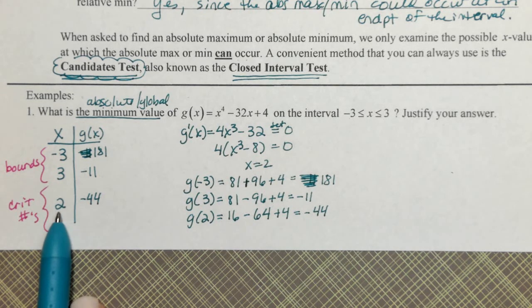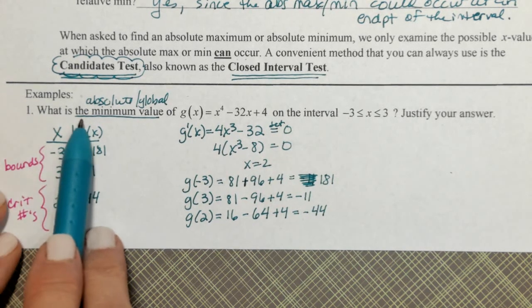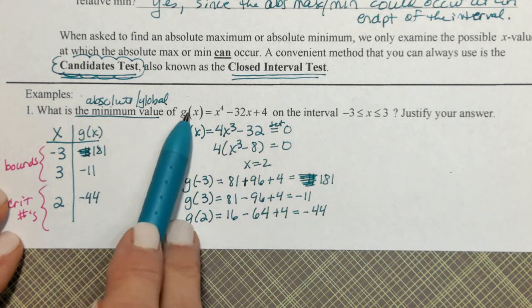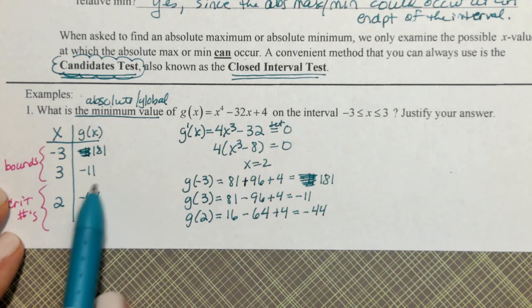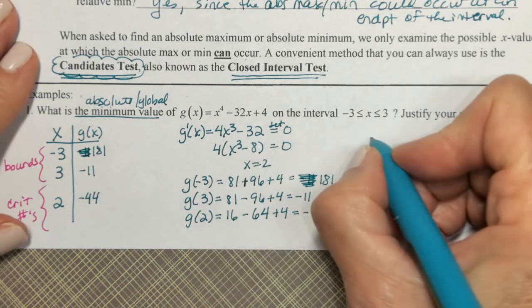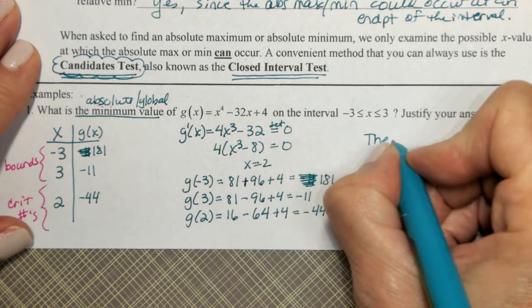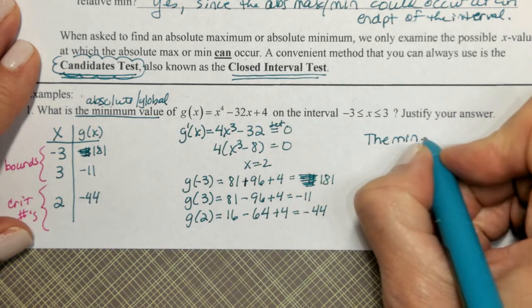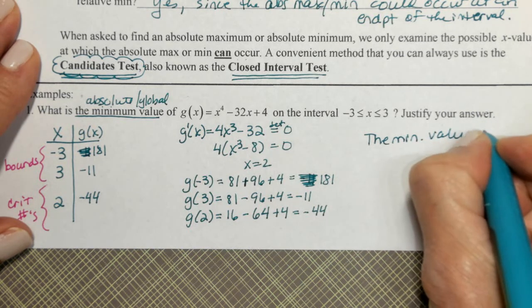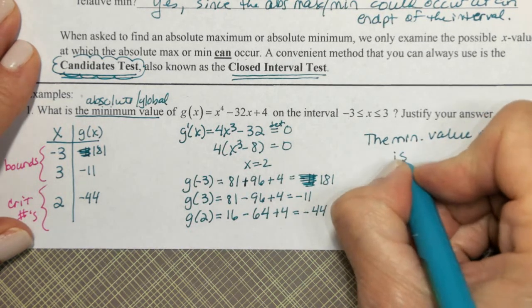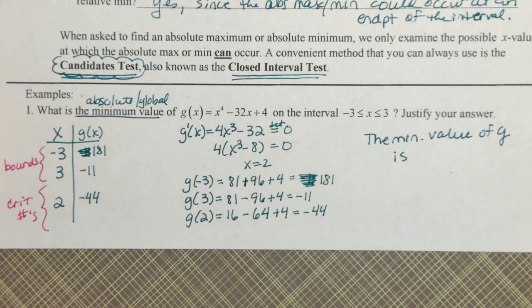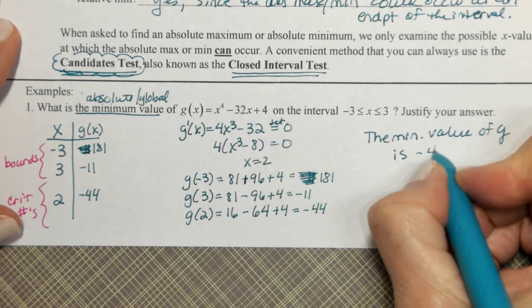What did they ask us in the problem? What is the minimum value of G? So the minimum value of G is negative 44. So that's what I'm going to say. The minimum value of G, here's what I found, is negative 44.